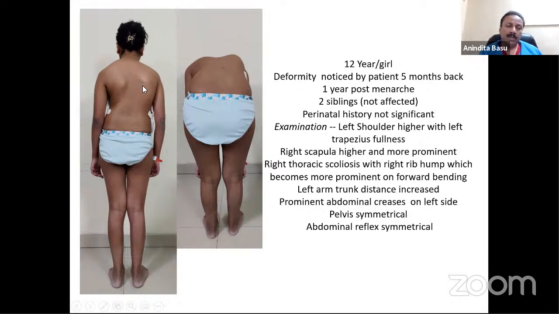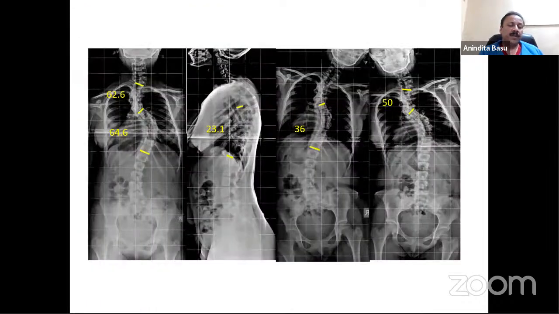So a right-sided main thoracic curve with a left-sided trapezial hump, with the left shoulder up in a young girl, means that what you're looking at is a type 2 Lenke. And the pelvis is usually symmetrical because there is no lumbar curvature in these patients.